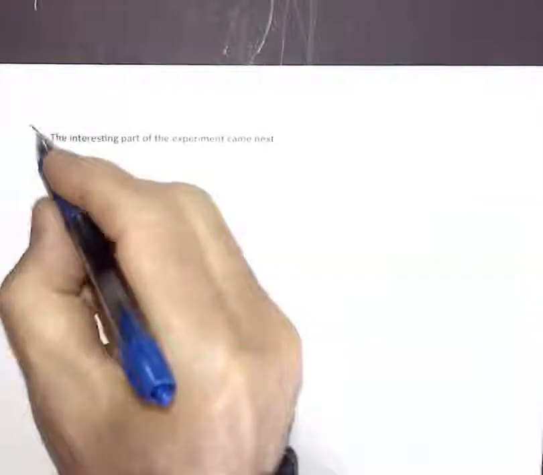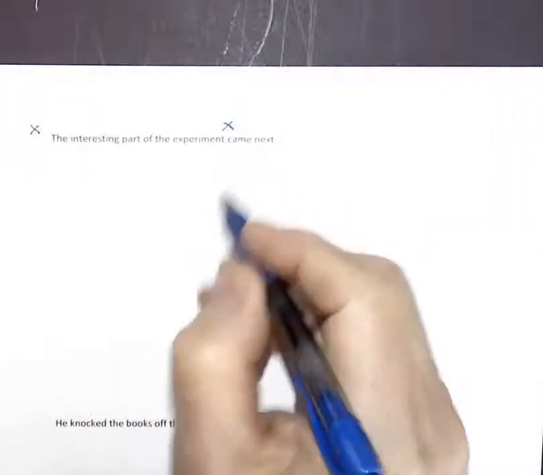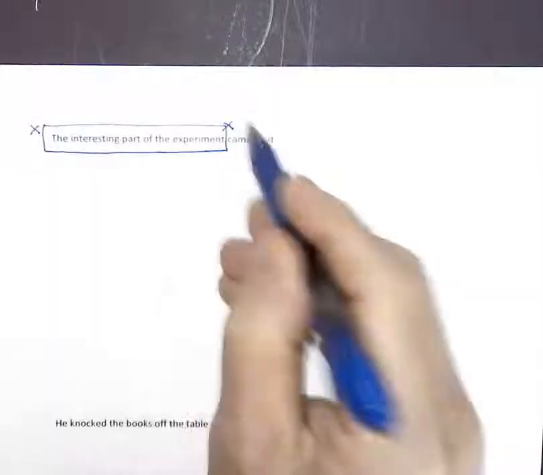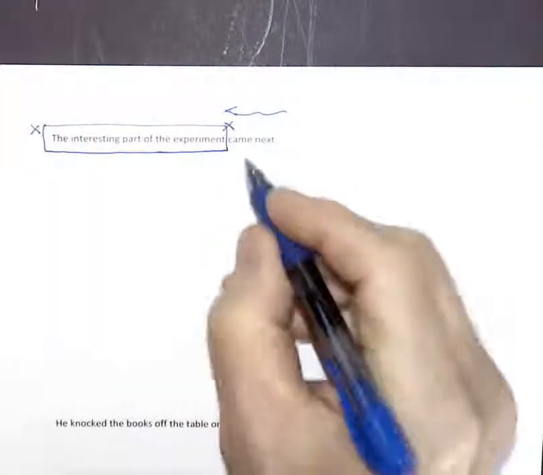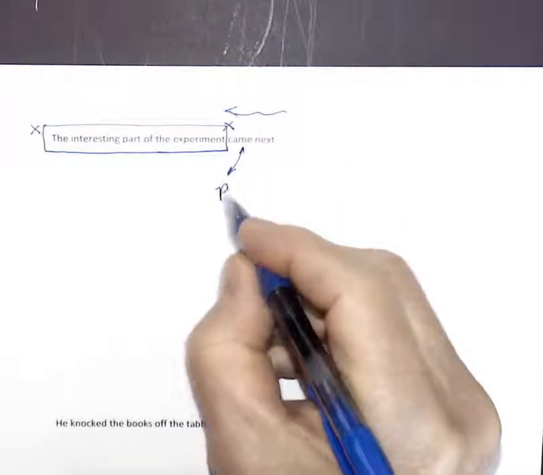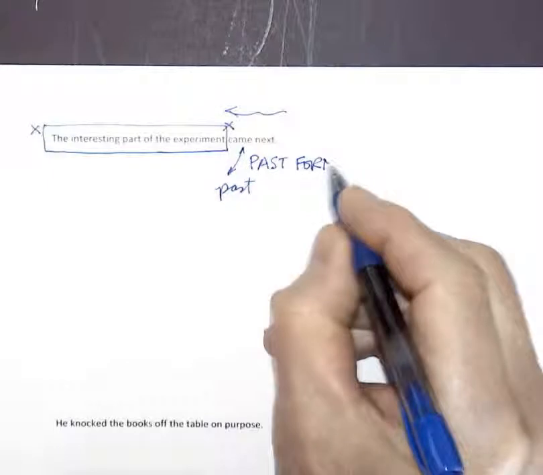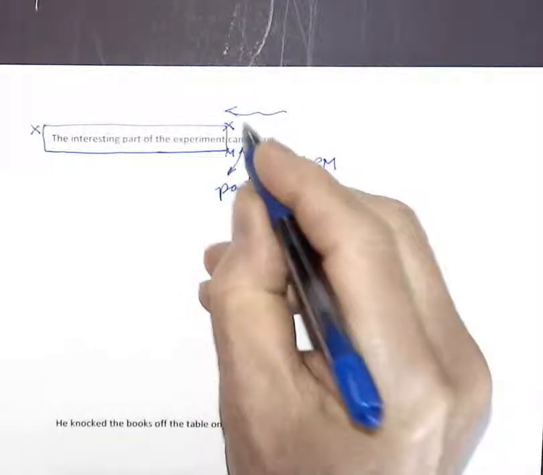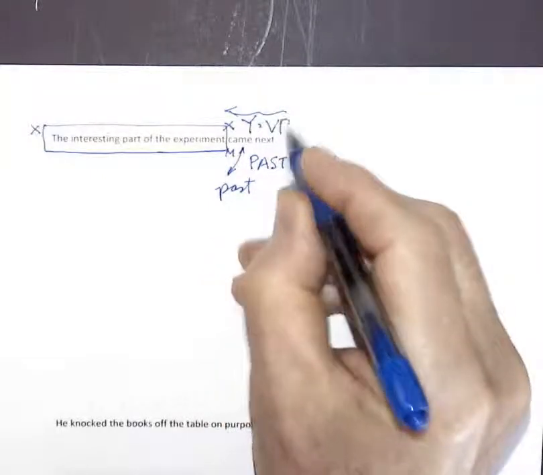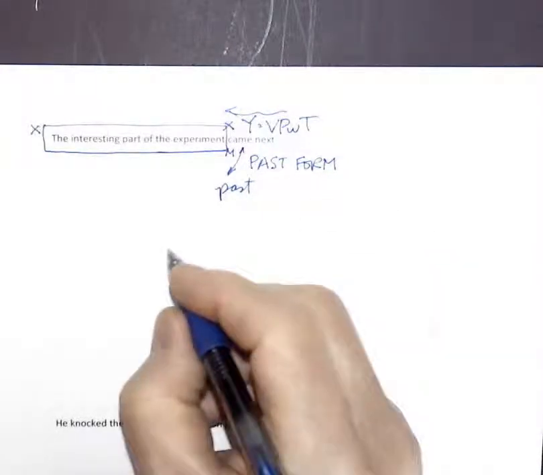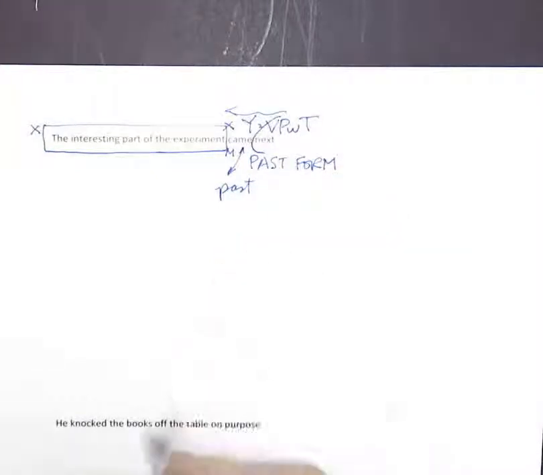The interesting part of the experiment came next. Did the interesting part of the experiment come next? The interesting part of the experiment did not come, and now I have the subject and the predicate. There's no shifter. Came ties with the past. Seems like all these verb forms are past forms. The M place is here, it's empty. Y is came next? And that's a verb phrase with time. Actually, I didn't see that, but you know what? We could say next is the shifter. Sorry about that.